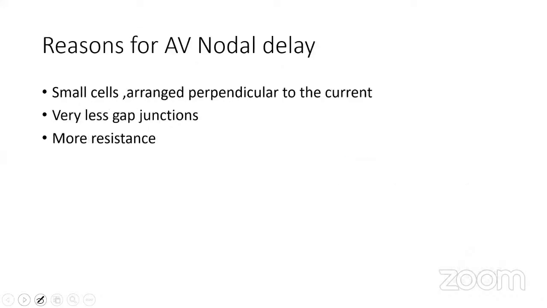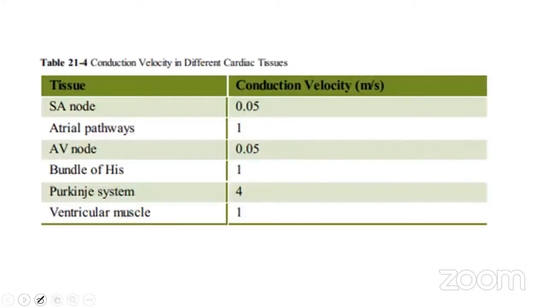The reason for AV nodal delay is that the AV node contains very small cells arranged perpendicular to the current, so resistance is more. There are very few gap junctions, through which impulses are communicated, which again shows more resistance. These cells are perpendicular to the current. These are the reasons for AV nodal delay.